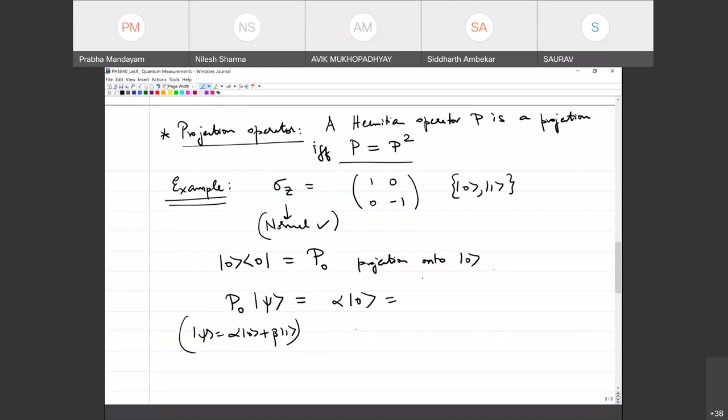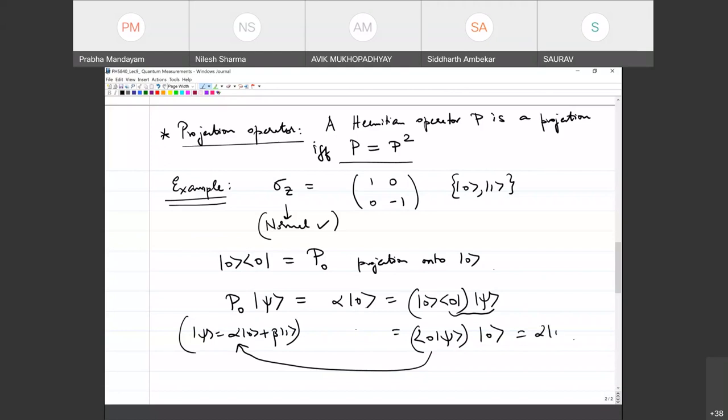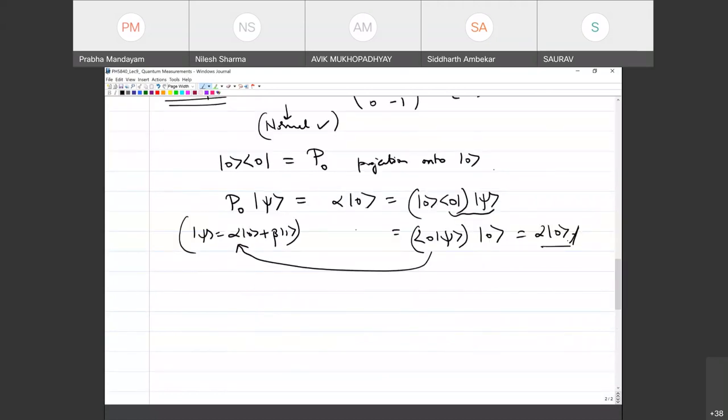Alpha is the inner product. So how will you work this out? This is the same as saying I'm acting |0><0| on psi, and <0|psi> is a number. This is just an inner product, a complex number, times ket zero. And the inner product of zero with psi is what? Alpha, right? Because if I take the inner product with zero in this equation, the inner product of zero with one is zero, so the beta term goes away. So I will simply have alpha zero. So this is a projection onto the ket zero. That's what we mean by this. It takes the component along ket zero and projects you down to that.